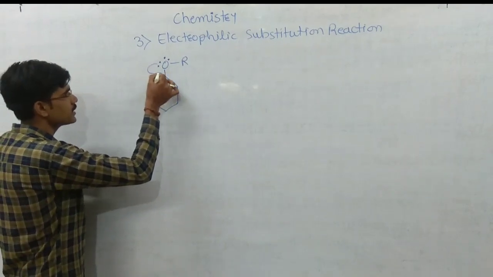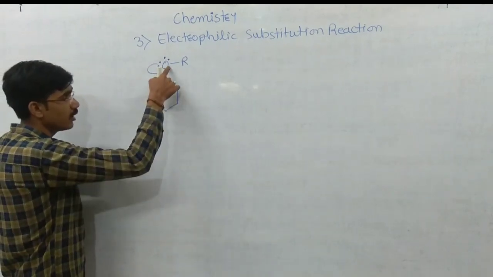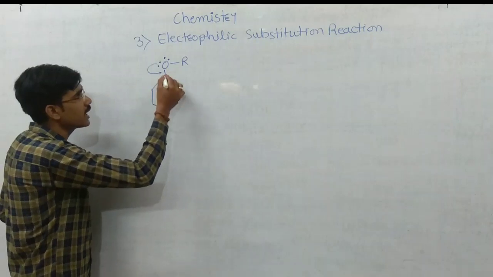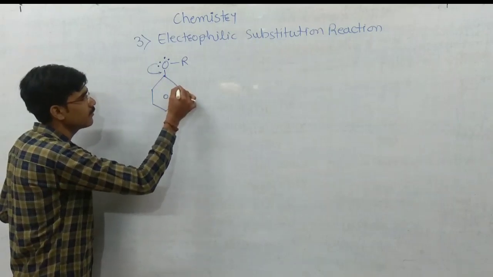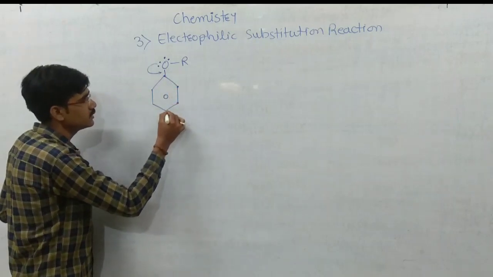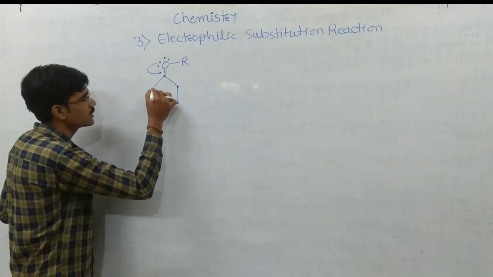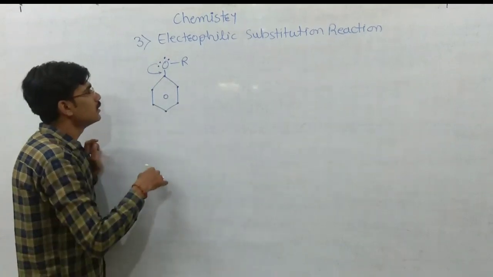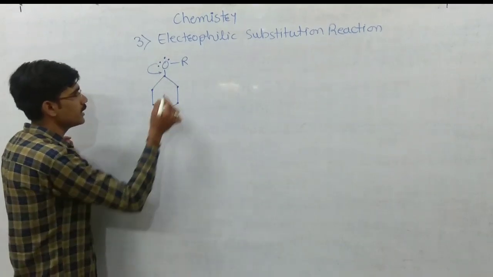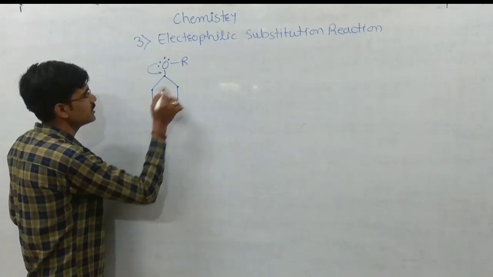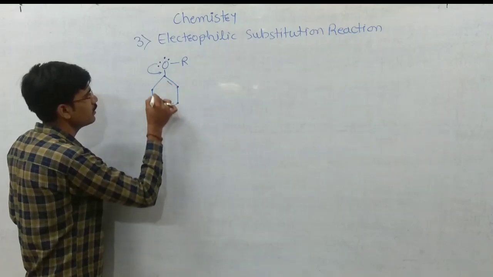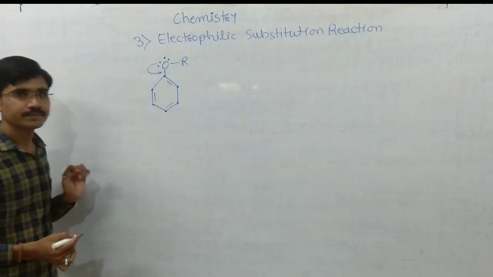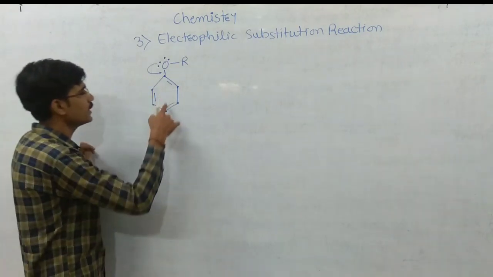This lone pair is transferred between the oxygen atom and the carbon atom. This is a carbon atom, 2, 3, 4, 5, 6. There is a carbon atom. This lone pair, and we write here like that. This benzene ring we write here in bond form, not in circle form.